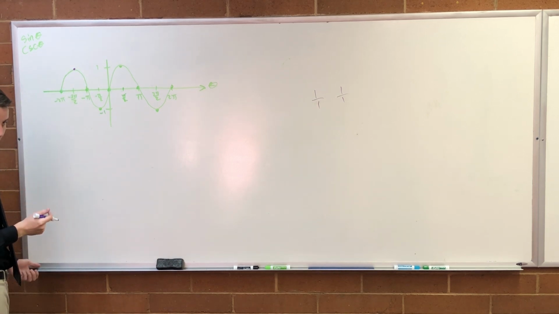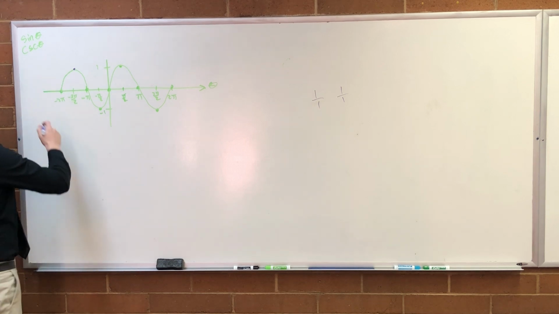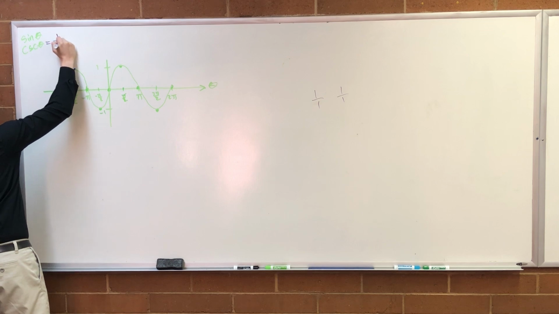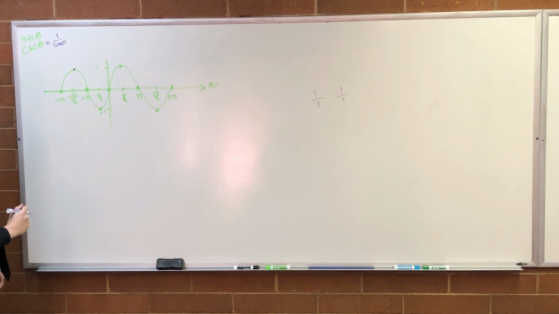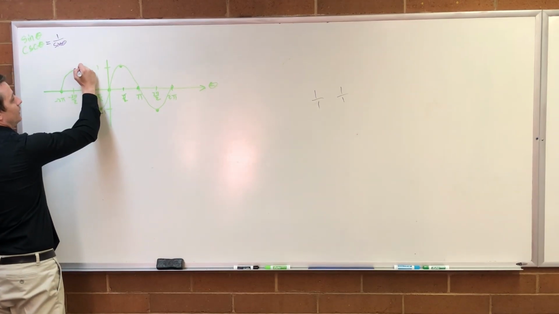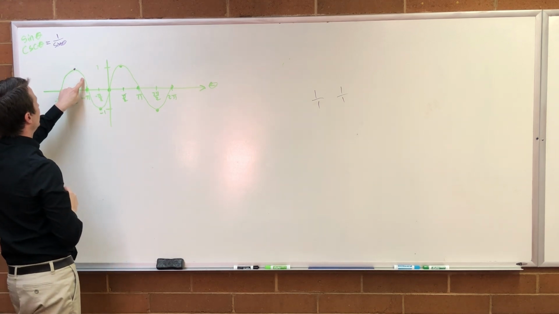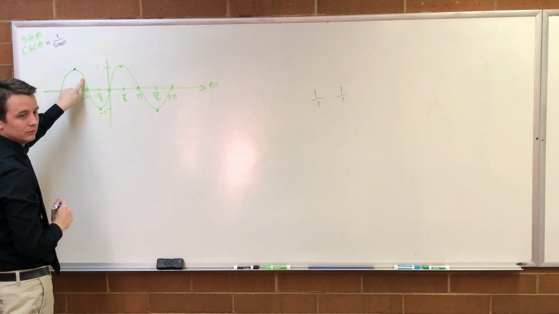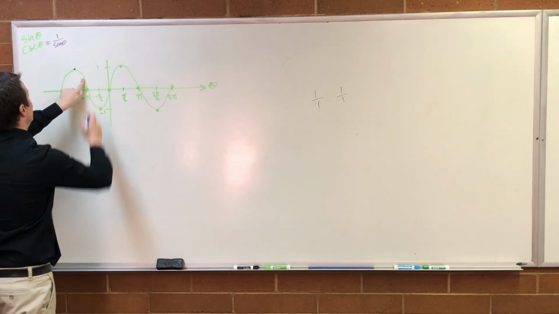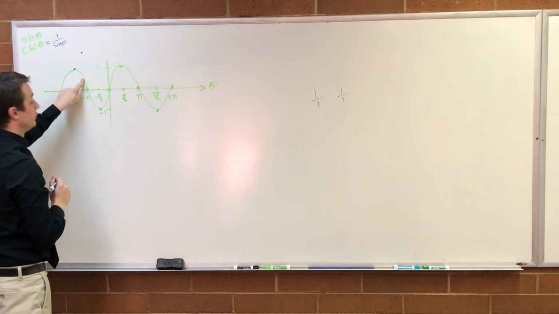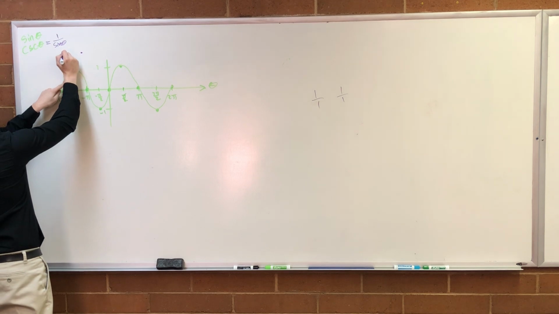You with me so far? Cosecant is equal to 1 over sine of theta. So if sine of theta is 1, what's 1 over 1? All right. What about where sine of theta is roughly 1/2? When sine of theta is 1/2, what's cosecant? 2. So it's up here. Similarly, sine's also 1/2 over here, so it's also 2 up here.